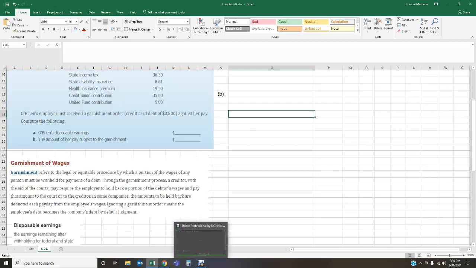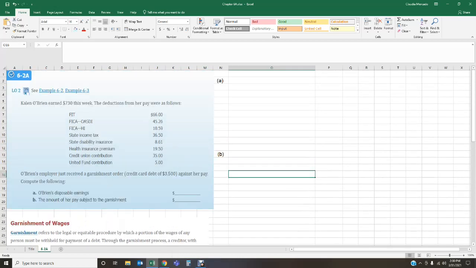So, step number 1, we're going to calculate O'Brien's disposable earnings. I am going to begin with the pay for the week.